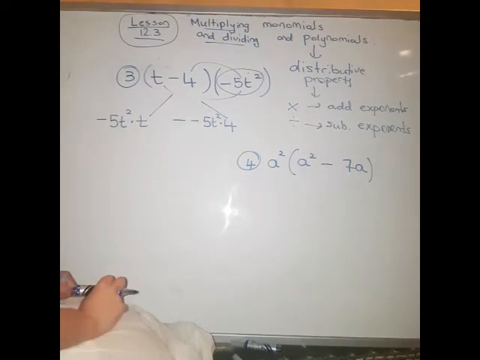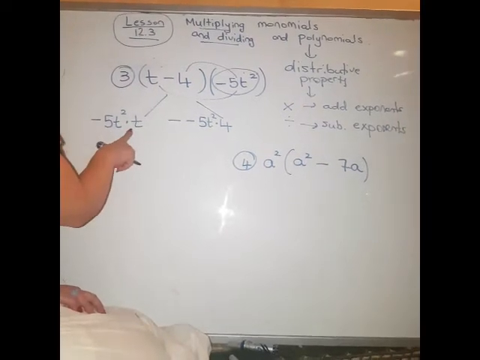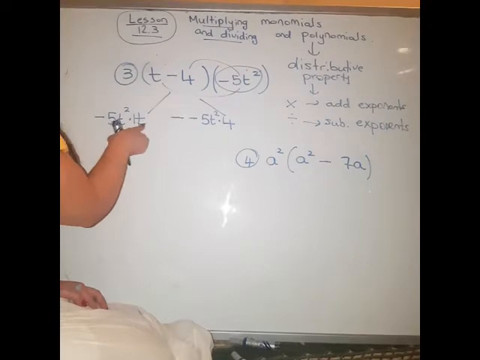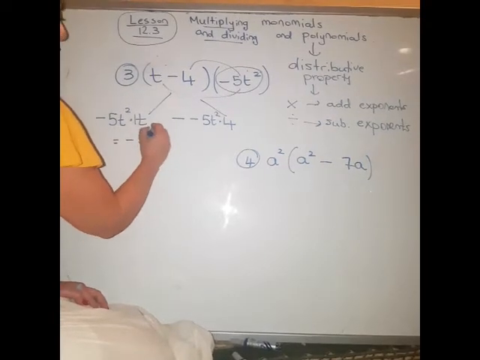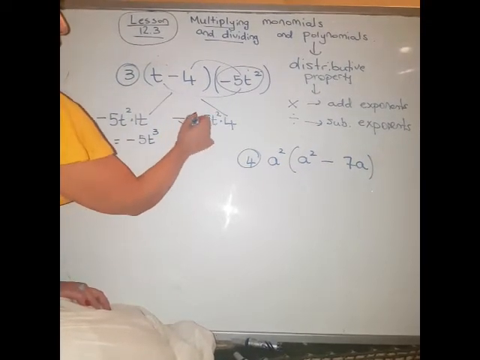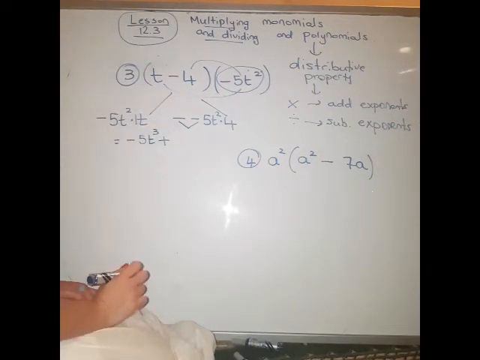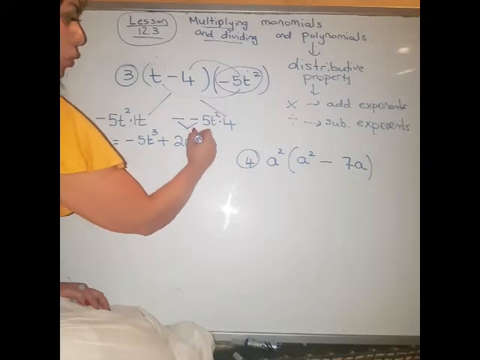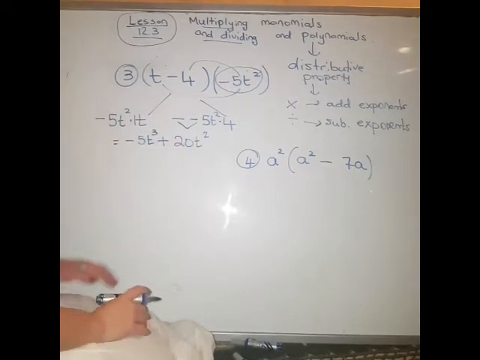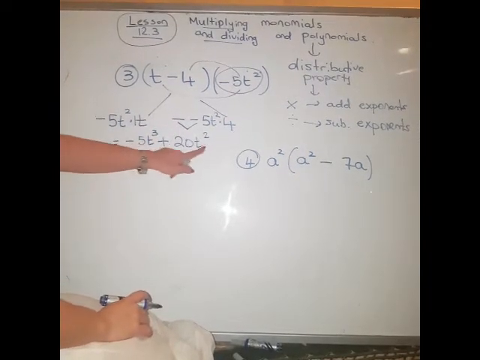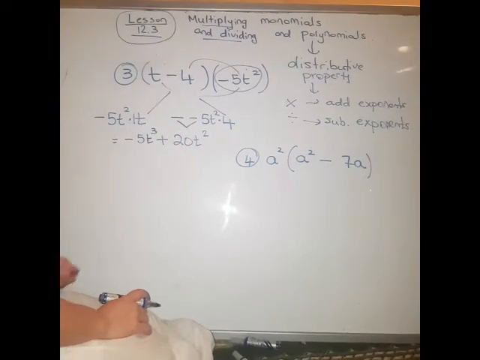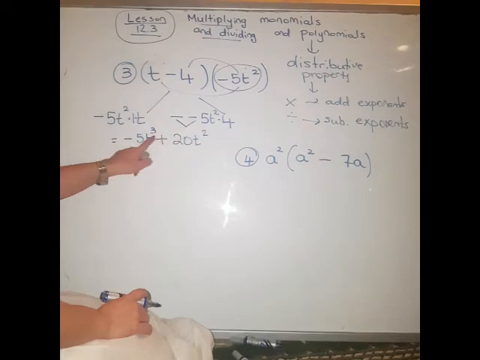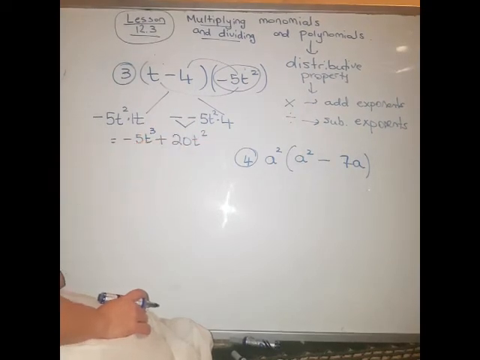I start multiplying. Negative 5 times a 1 is a negative 5. T to the second and a t is a t to the third. Minus and minus give me a plus. 5 times 4 is 20. There's no t, so it's t to the second. This is to the power of 3, this is to the power of 2. I cannot add or subtract them. I can add or subtract only when they have similar exponents.